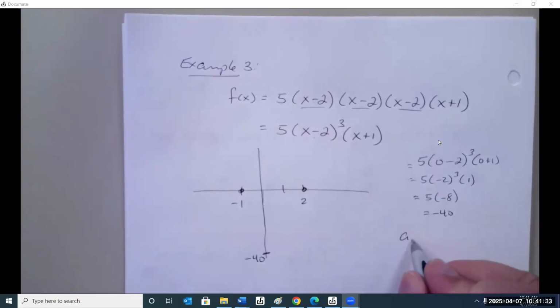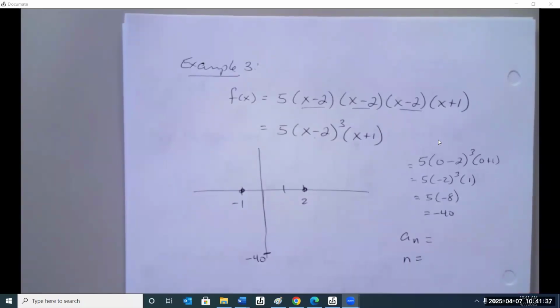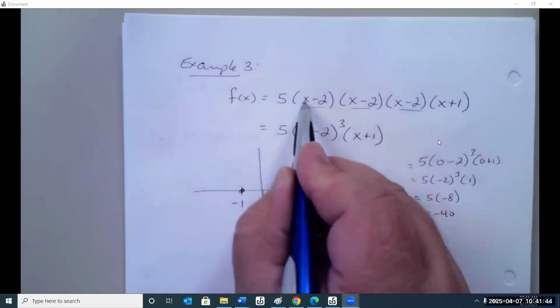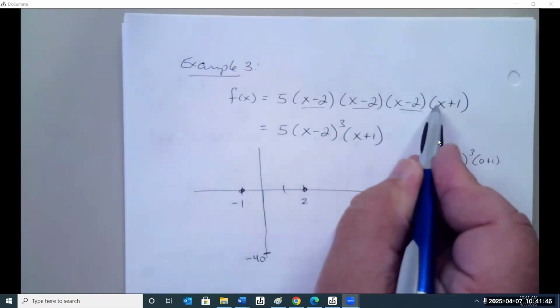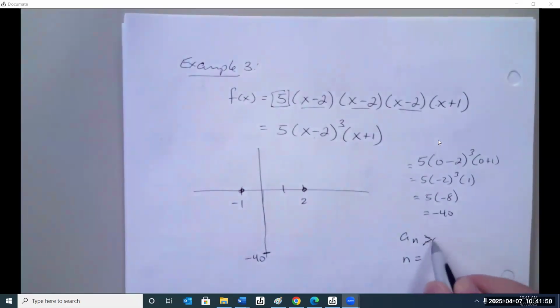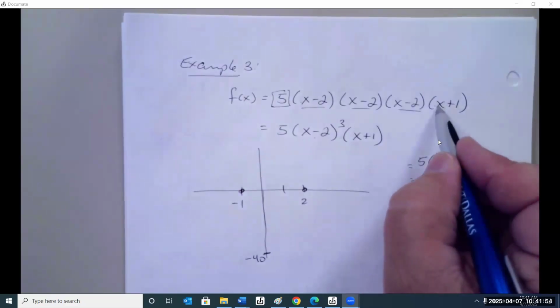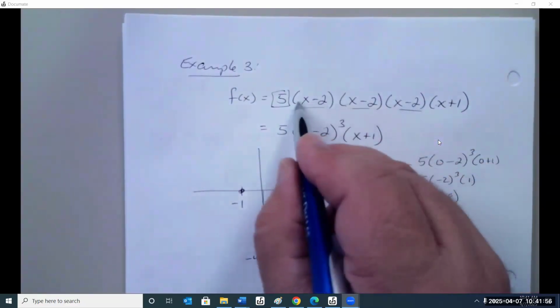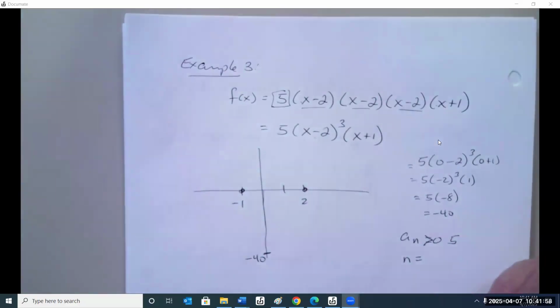What's our leading coefficient? And what's our degree? Because for the leading coefficient, is it positive or negative? Well, in front of all the x's, they're positive. This number here is positive, so this is going to be greater than 0. Actually, it's going to be just 5, because it's this times this times this times this times 5.